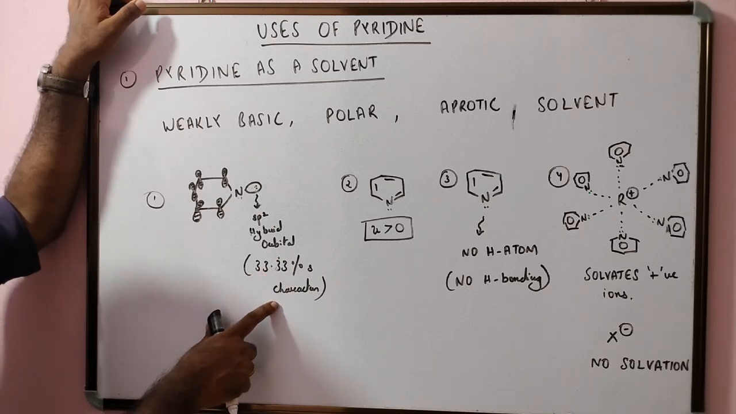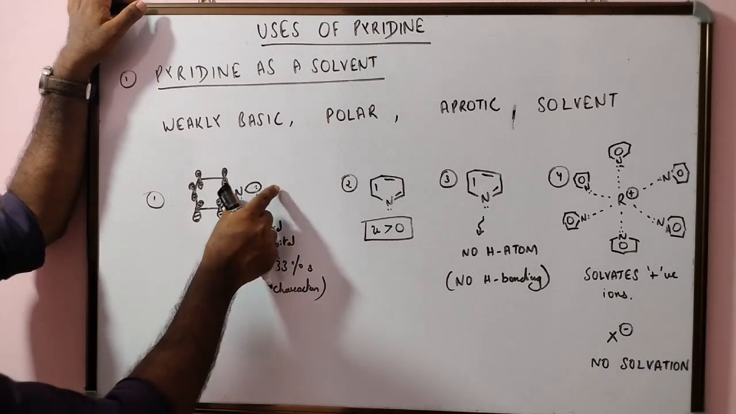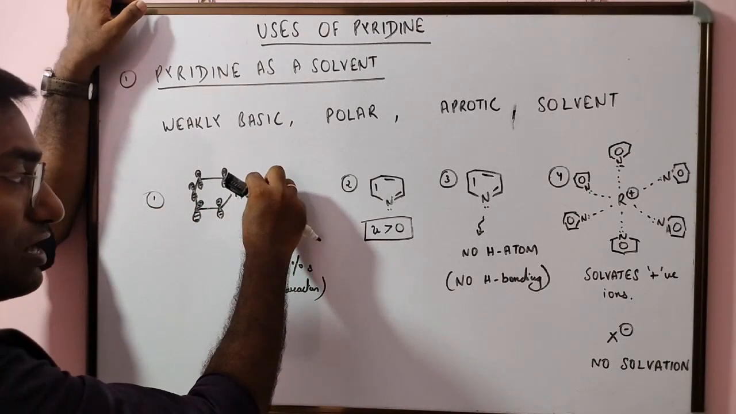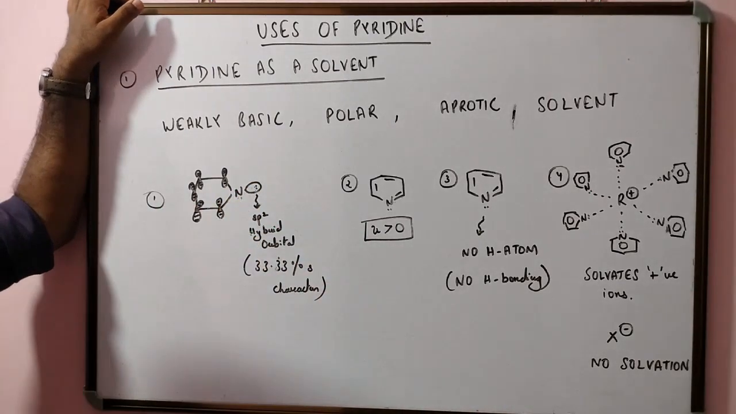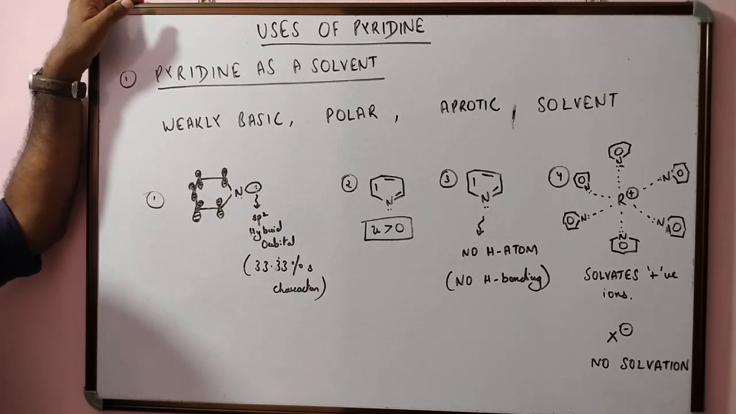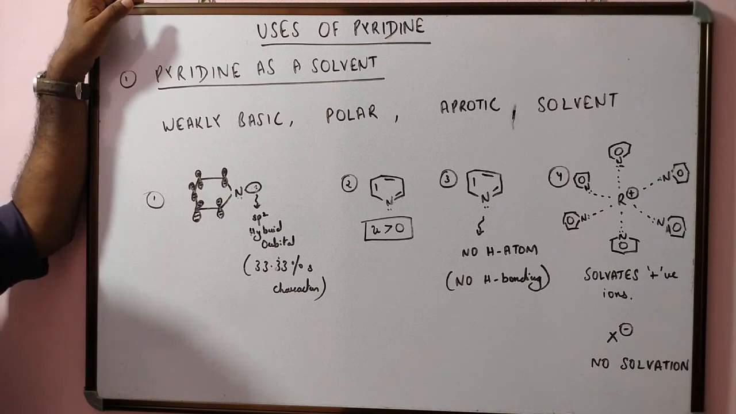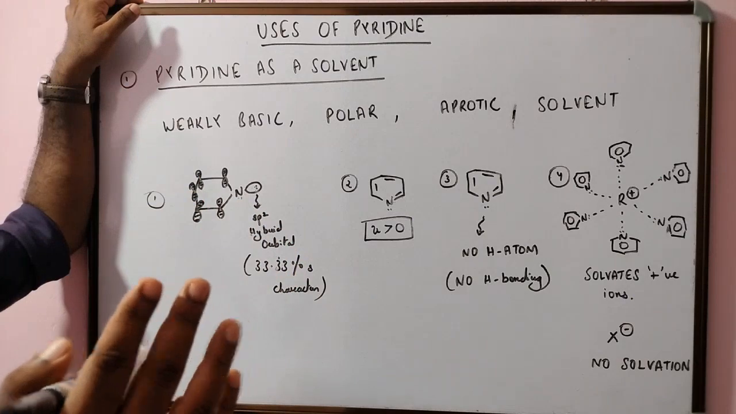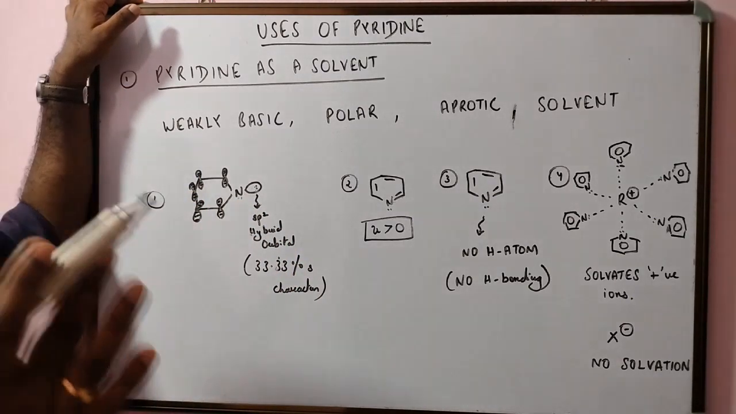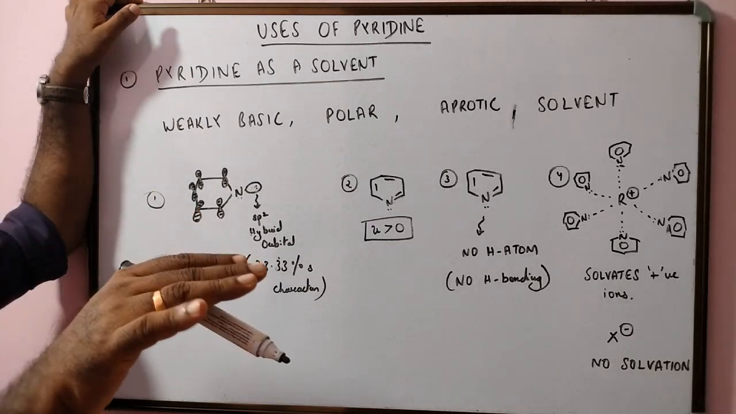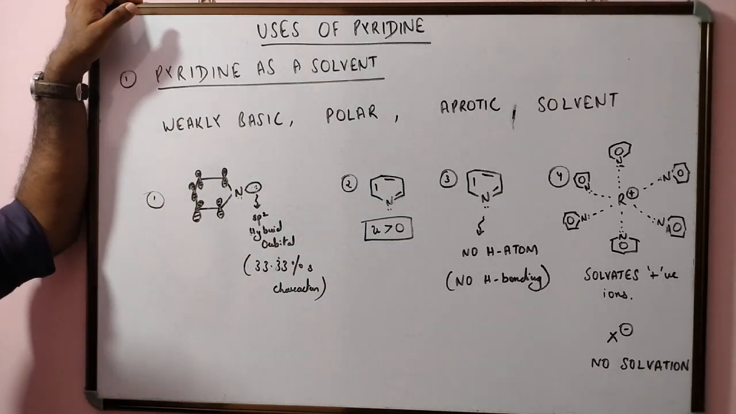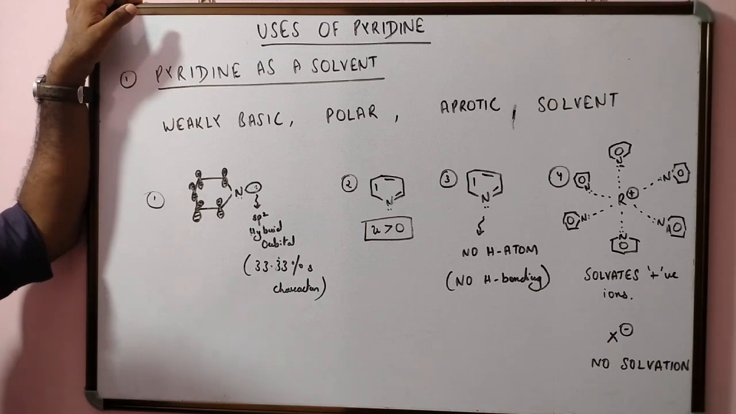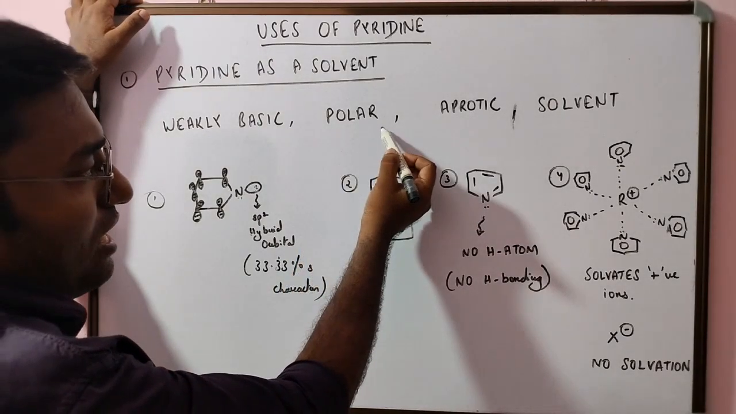33.33% of s character. That would make the lobes broader and shorter, and that would make the electrons come closer to the nucleus of nitrogen. A closer electron means that the electrons are more under the influence of the nucleus and are not readily available as was expected. That is, the pyridine is not as basic as we expect from it. It is weakly basic. Number 2, polar.